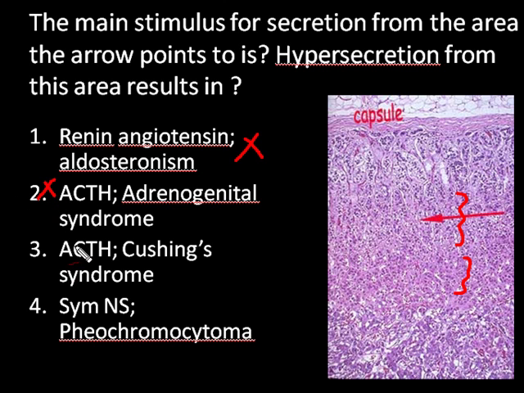So let's look at this one. ACTH, yes, is the main stimulus, and hypersecretion from this area does cause Cushing syndrome. So this is the correct answer. And this is not one of the answers because this is to do with the medulla, which is this area, and the sympathetic nervous system is the stimulus, and if there is hypersecretion, it results in pheochromocytoma. So while this statement by itself is correct, it is not the correct choice for this question. So hence number 3 is the correct choice.